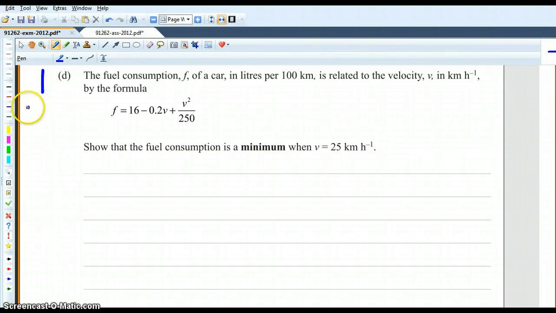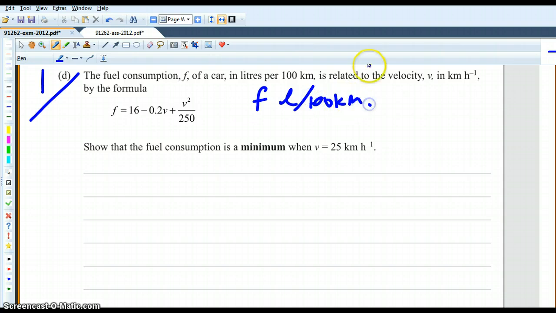Okay, we're on question 1D, the 2012 one. Calculus. The fuel consumption F of a car, in litres per 100 kilometres, is related to the velocity V, and velocity V is in kilometres per hour. Okay, that's cool. That's our V.